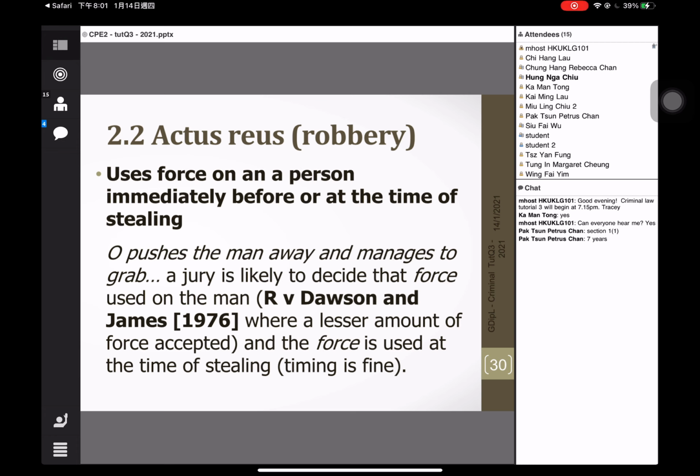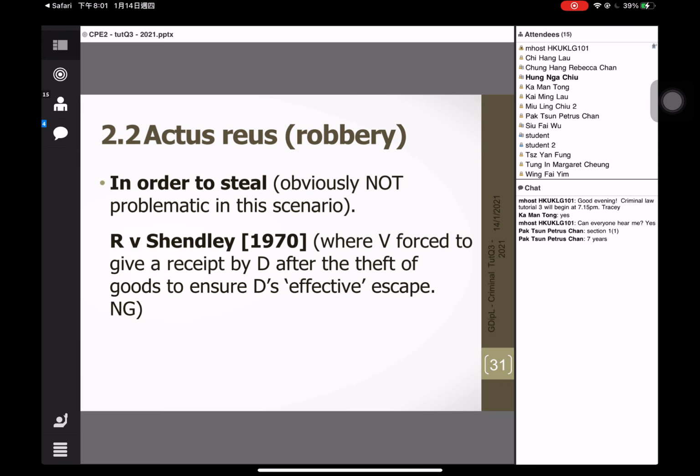But of course, the timing of the use of force is important. It needs to be used at the time of stealing. So in this particular scenario, there is no problem with uses force on a person immediately before or at the time of stealing. But there's a further requirement that is important, not problematic in this particular scenario: the force must be used in order to steal. And that is quite a significant limitation on the scope of robbery.